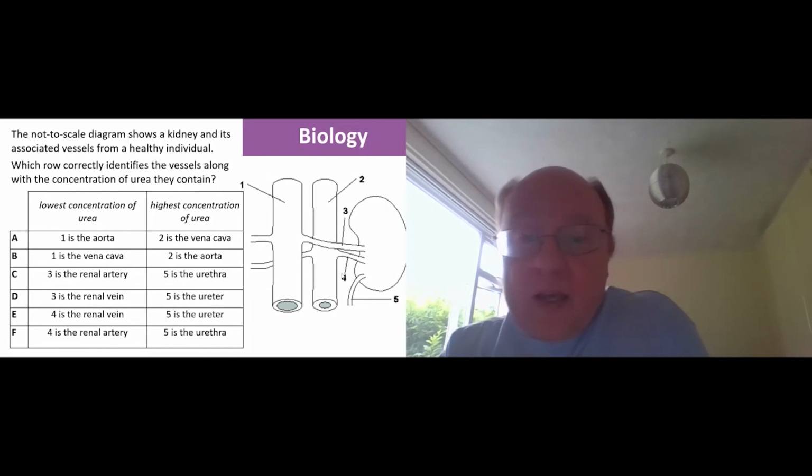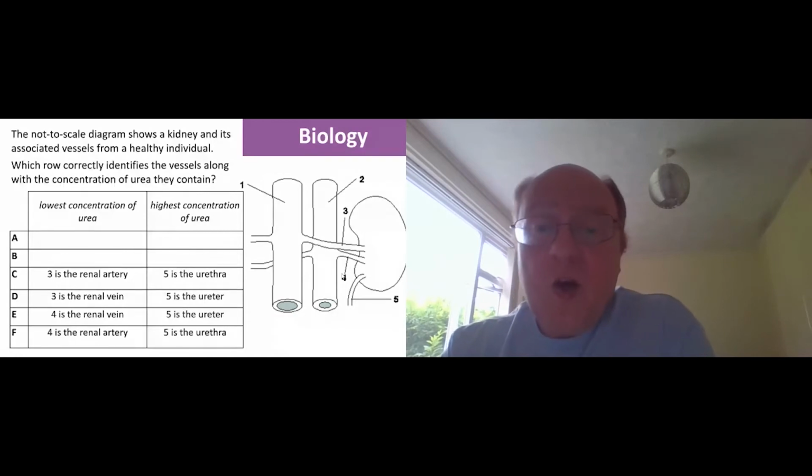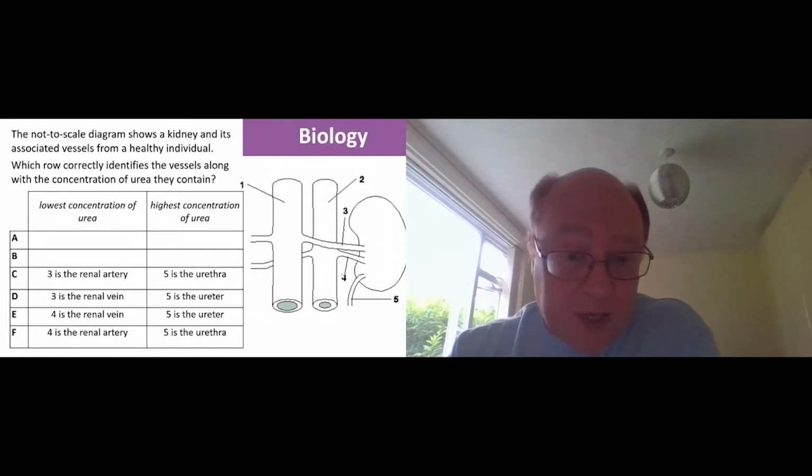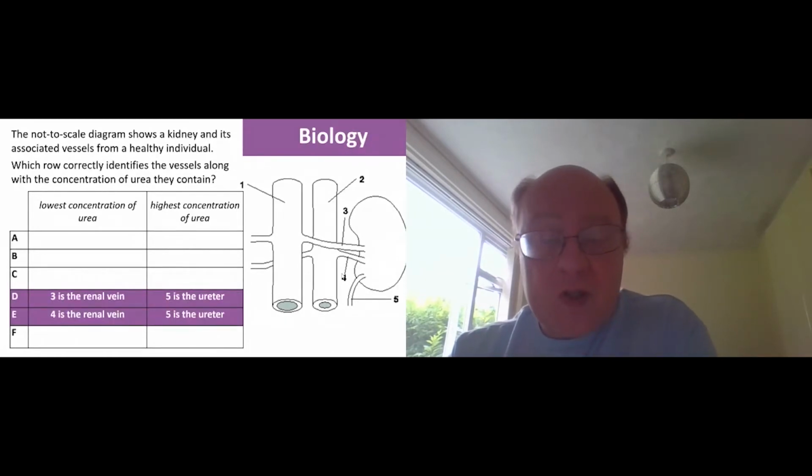All of them in the second column are referring to number 5 in the diagram. 2 of them refer to it as the urethra, and 2 of them refer to it as the ureter. Now, if we know about the kidney, we'll know that it's the ureter that comes from the kidney, whereas the urethra is what comes out of the bladder. So we can quickly remove 2 more options. So we're now down to 2 out of 6 possible options. Both of them refer to 5 as the ureter.